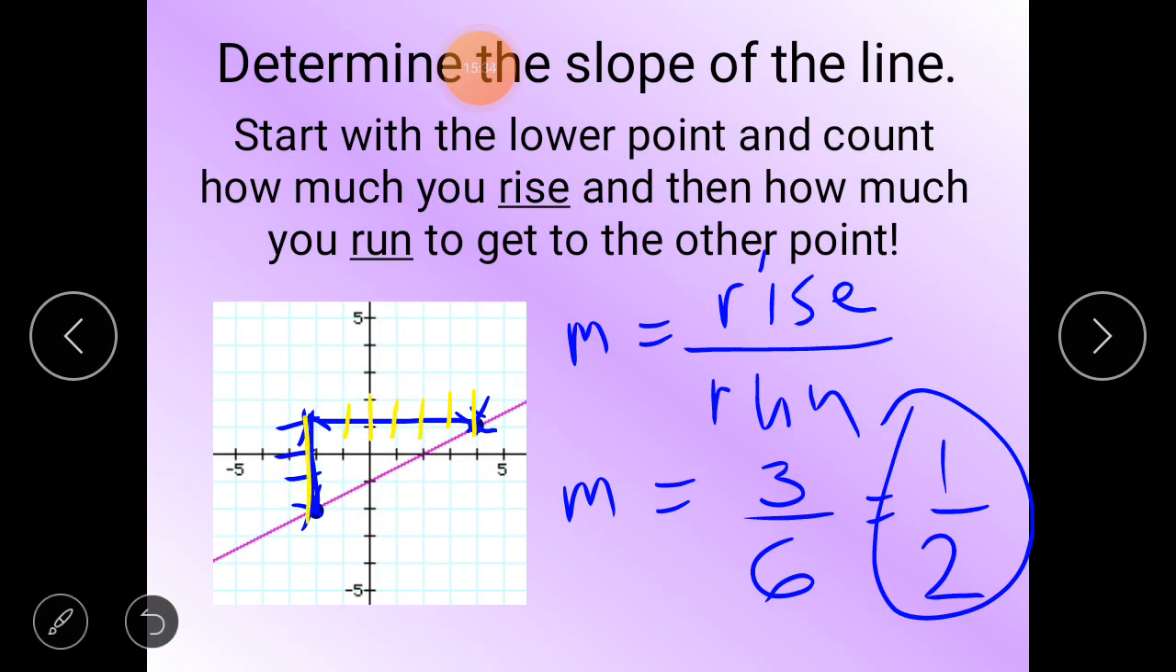Okay, upward, then going right. So both of these numbers here are positive. Okay, but if you have the opposite direction, let's say instead of going up you go down, so your sign is negative. Instead of going right you go left, so the sign is negative.